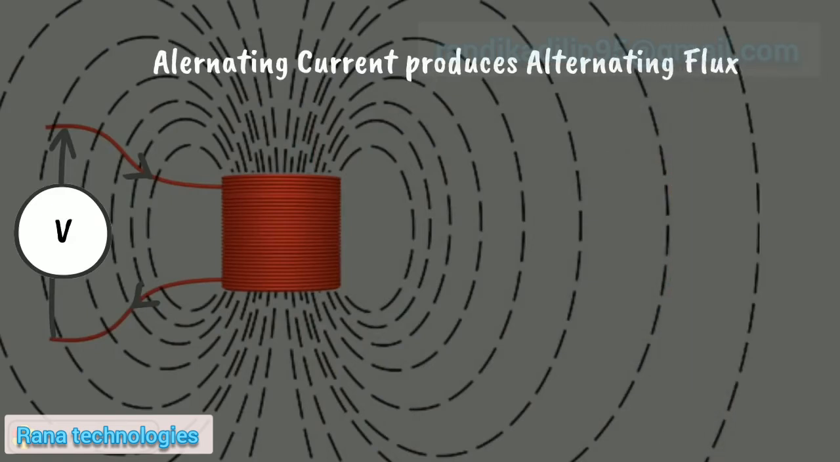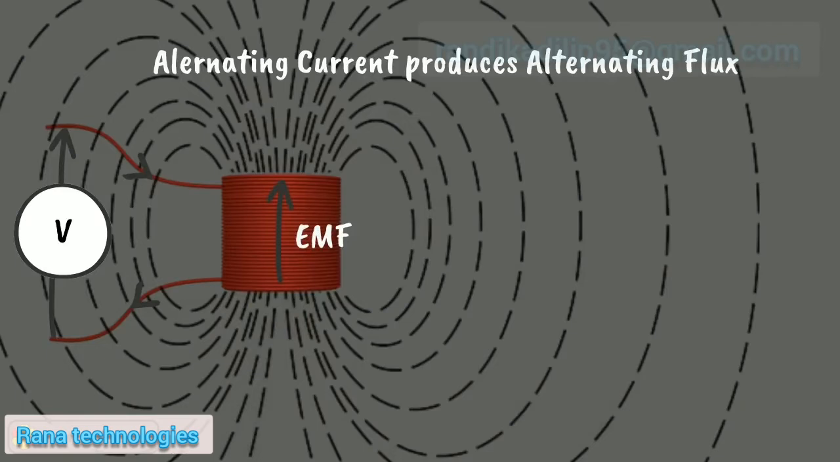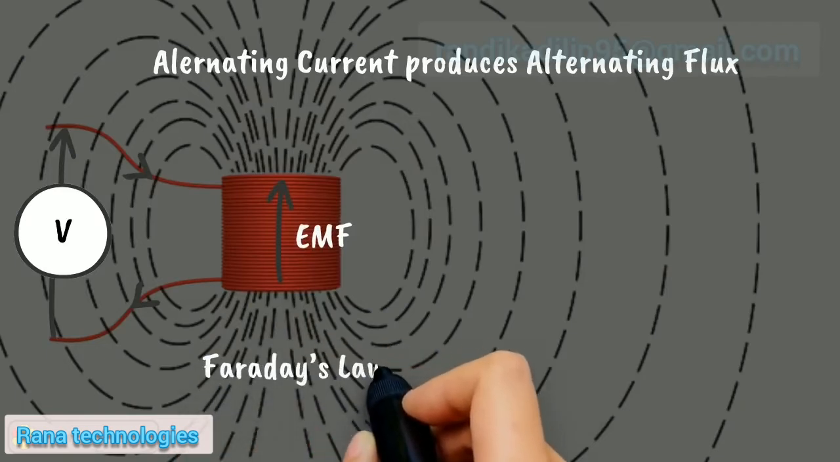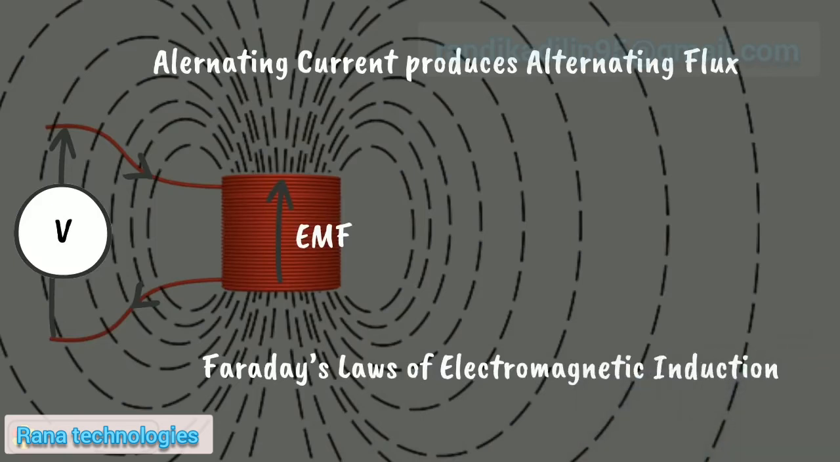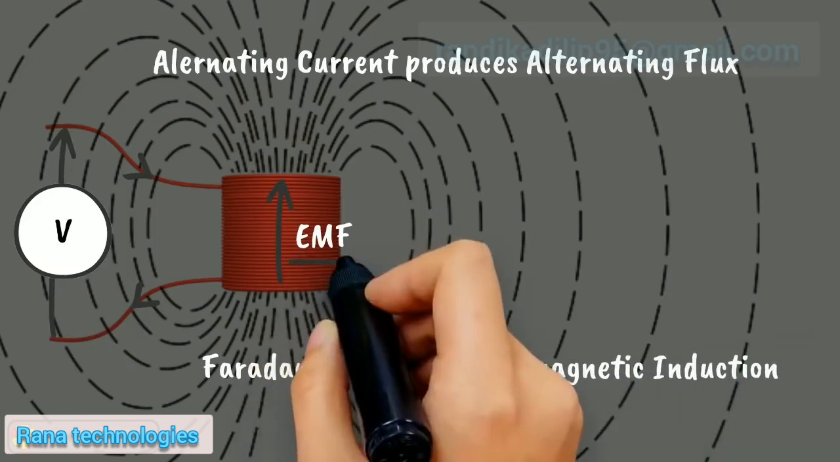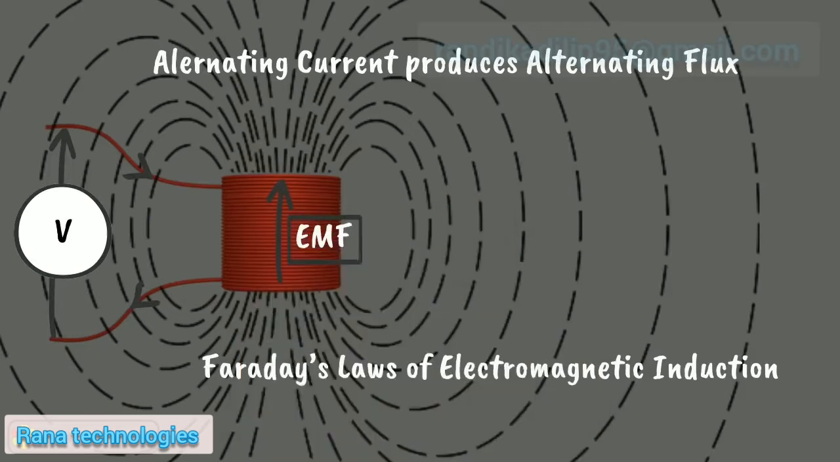The flux lines link the winding itself, and the flux is varying, so there will be a self-induced EMF across the winding. This phenomenon is due to Faraday's laws of electromagnetic induction. This induced EMF or voltage, whatever you say, is the same in magnitude and opposite in polarity to the supply voltage.